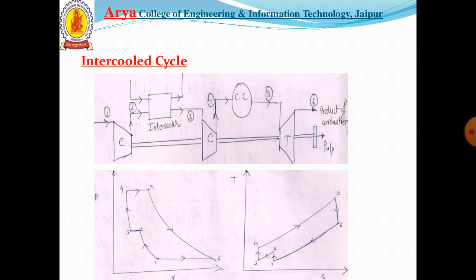The PV and TS diagrams of the cycle are shown in the figure. Process 2 to 3 in the PV diagram or TS diagram is a constant pressure process. Similarly, in the TS diagram we can see that.